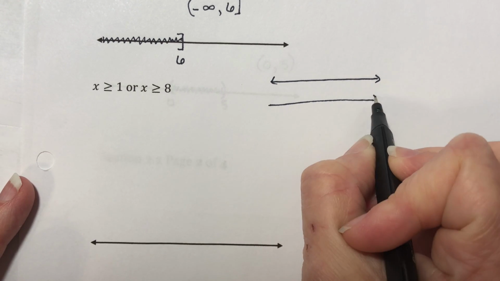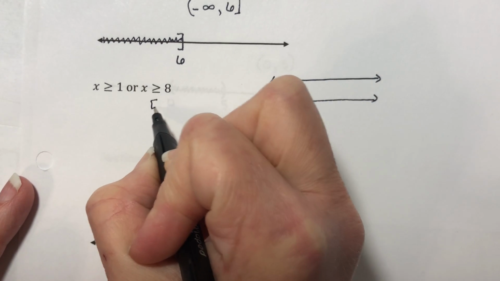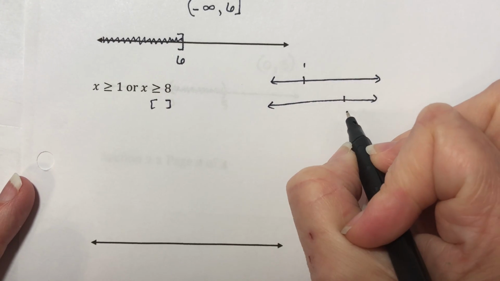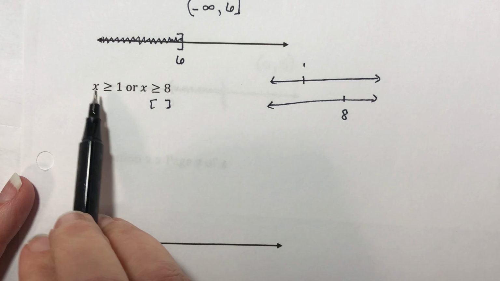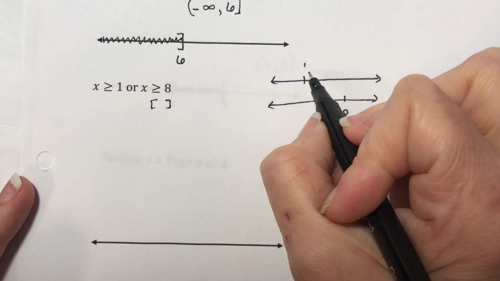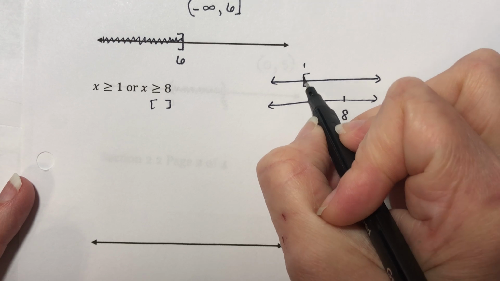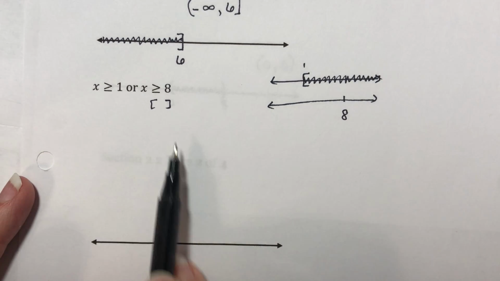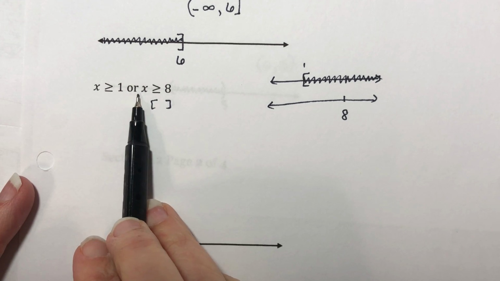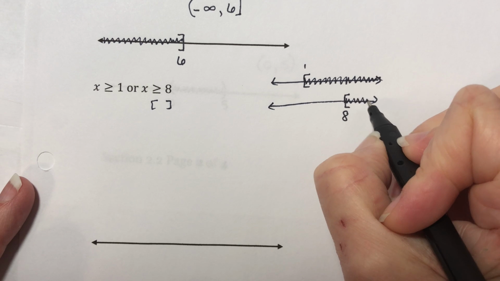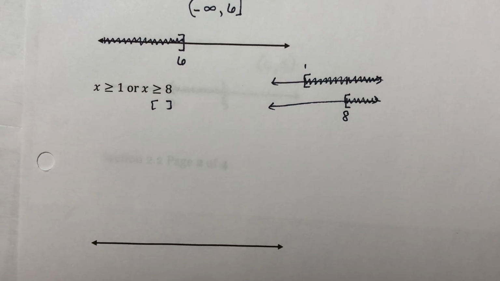Both of these have equal to's on them, so they're going to be brackets. And I have a 1 and I have an 8. Here I want my number values to be larger than 1, so I'm going to be shading to the right. Here I want my values to be larger than 8, so again I shade to the right, and it also has a bracket. Okay, so that much is done.